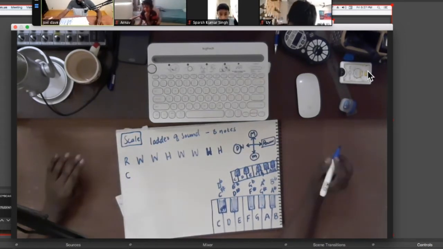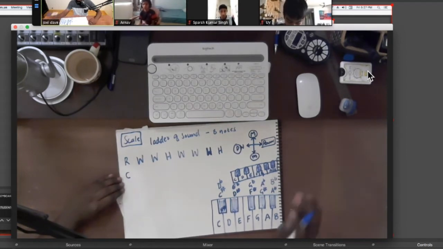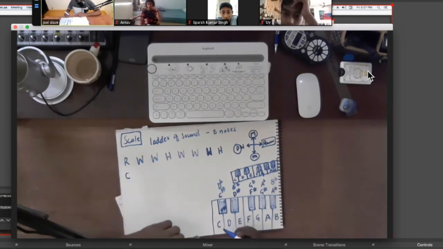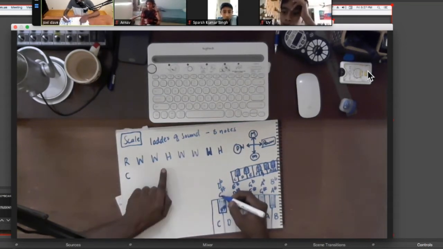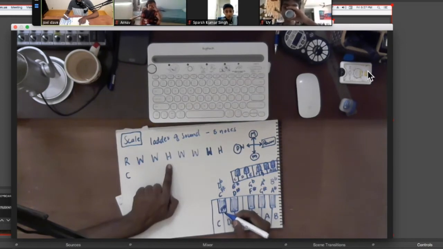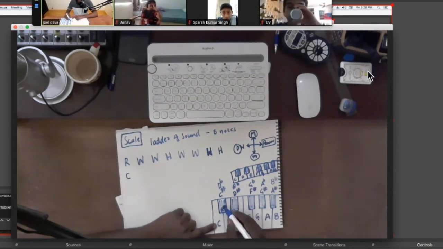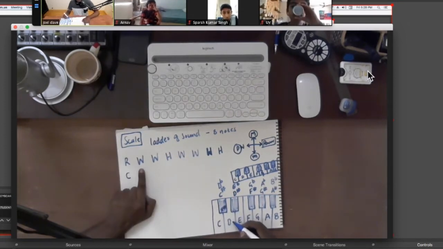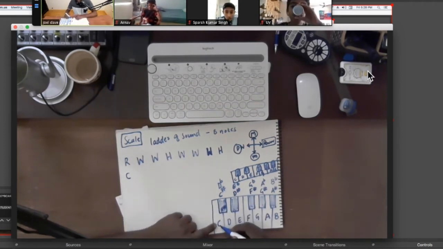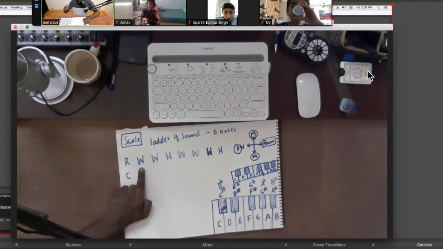Now stop writing, guys. I want you to look at this very carefully. There's something called intervals. An interval means a distance between two notes. For example, from C to C sharp is a half step. From C to the immediate next note is a half step. But from C to leave the immediate next note and go to the next note, that is a whole step. Did you understand? Now, did anybody not understand this?